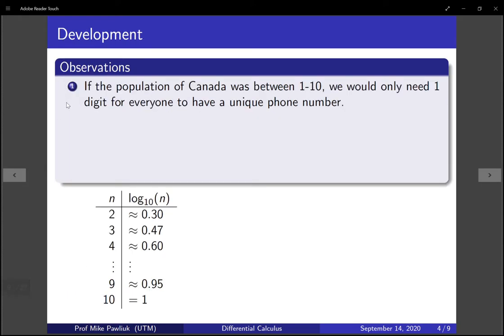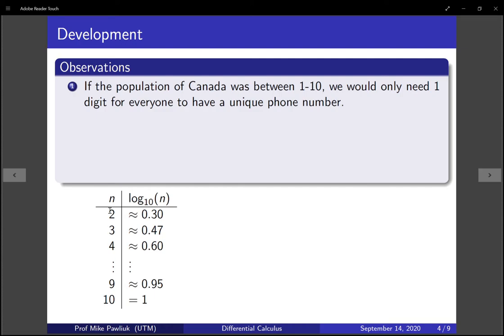So our first observation is if the population of Canada was between 1 and 10, we would only need 1 digit for everyone to have a unique phone number. And here are some computations relating to log of these things. So log of 2 is around 0.3, log of 3 is 0.47, log base 10 of 4 is 0.6, all the way up to log of 9, which is 0.95, and log of 10 is 1.